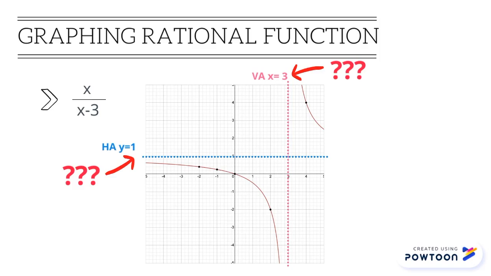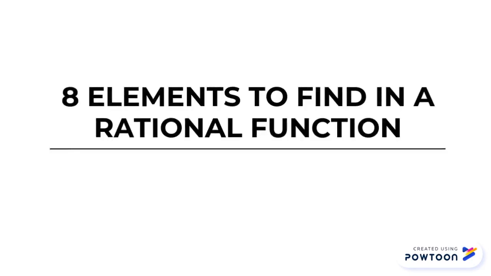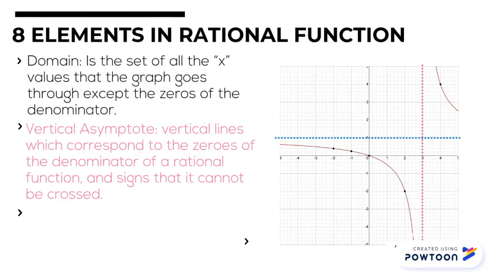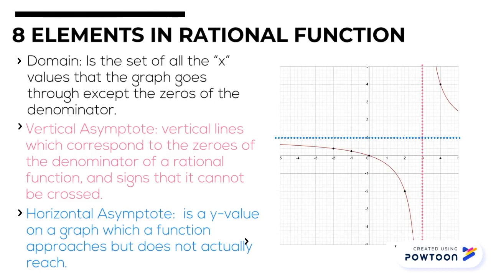What are those? And what other elements go into solving a rational function? The 8 elements defined in a rational function. The domain of a rational function is the set of all the x values that the graph goes through except the zeros of the denominator.